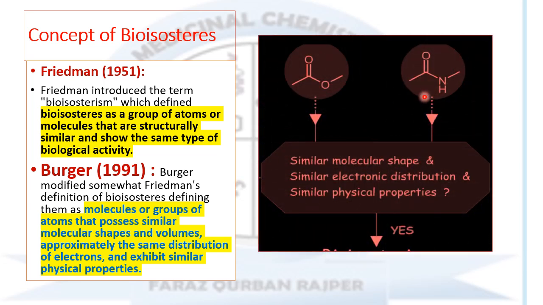So in this diagram, you may observe this is the amide functional group, and this is the ester functional group. Both these groups have similar shape, similar electronic distribution, and similar physical properties. So all such functional groups which have these kinds of similar characteristics, molecular shape, electronic distribution, and physical properties, are said to be real bioisosteres.